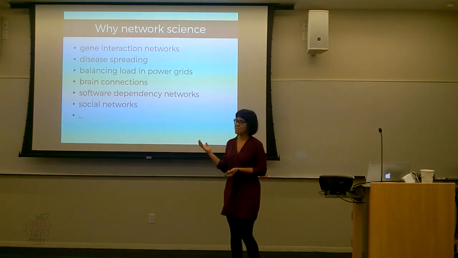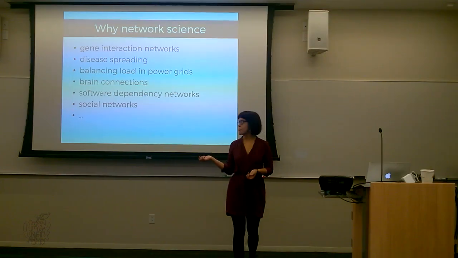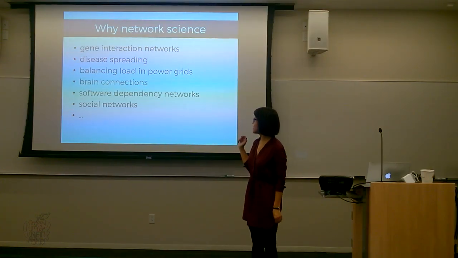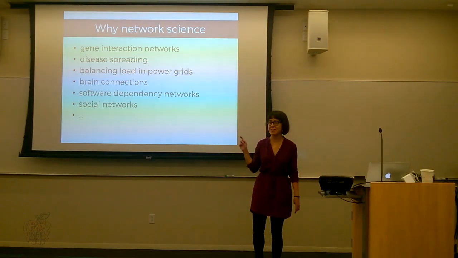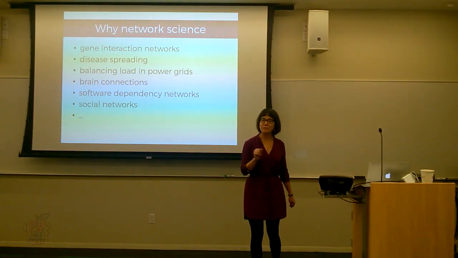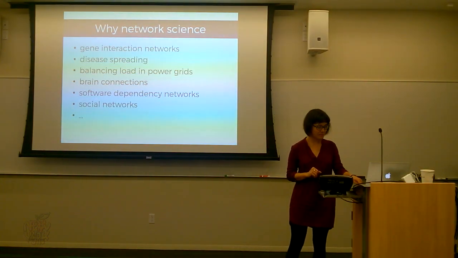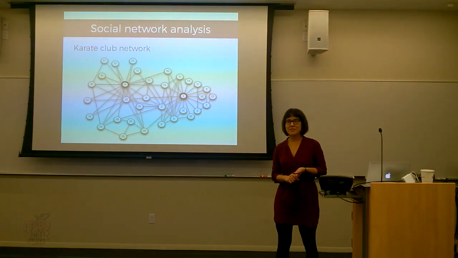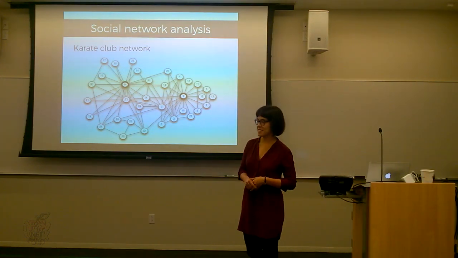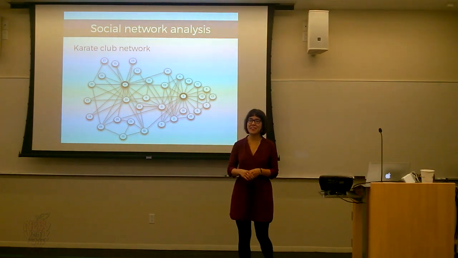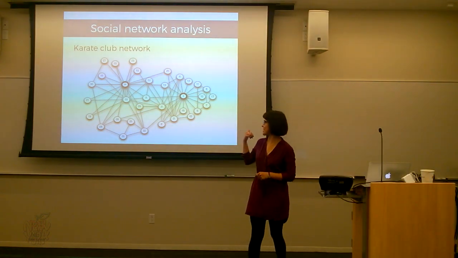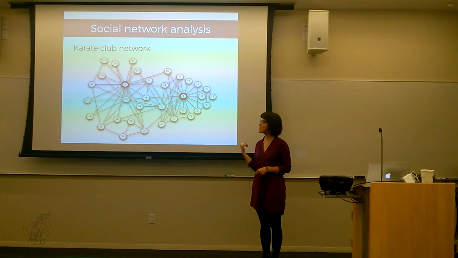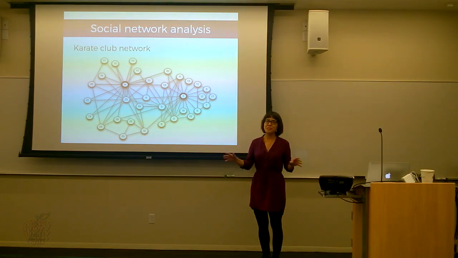Also we can model, for example, brain connections. Another piece of work I've done, which you can read about on my blog, is on software dependency networks. But today I'll be talking about social networks. It's quite a nice area of data science, and in every area there is one canonical problem. This is just to introduce you to the type of things we can analyze.